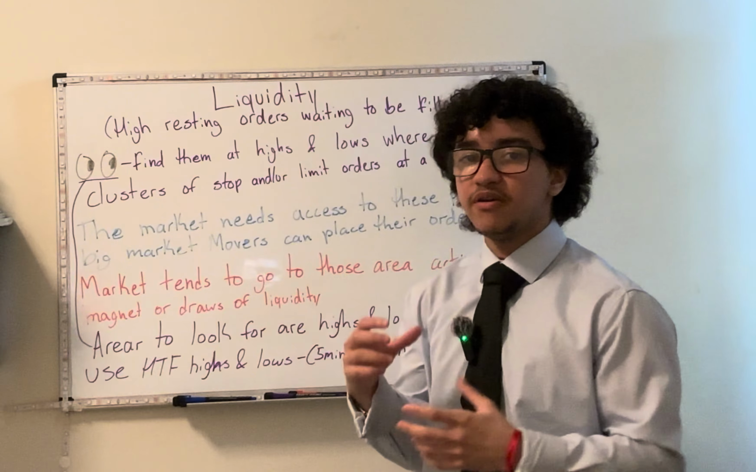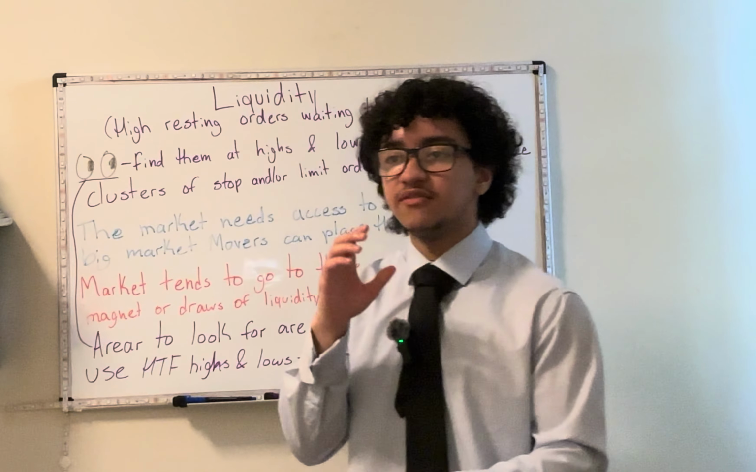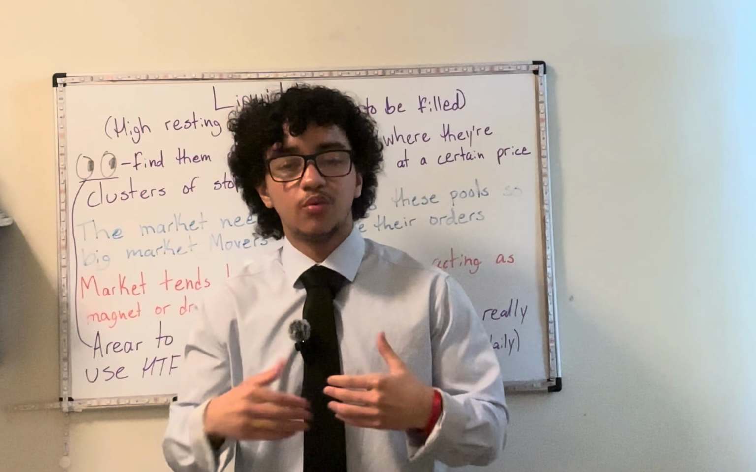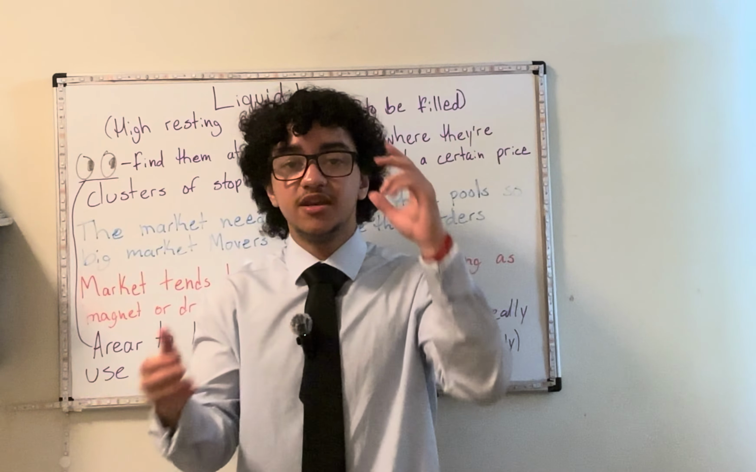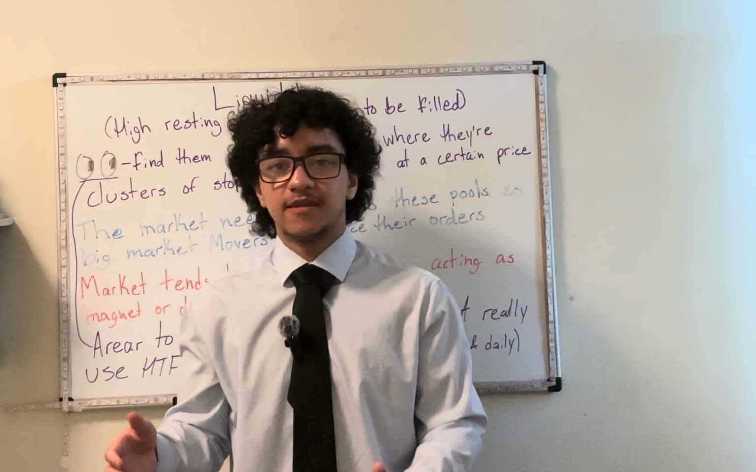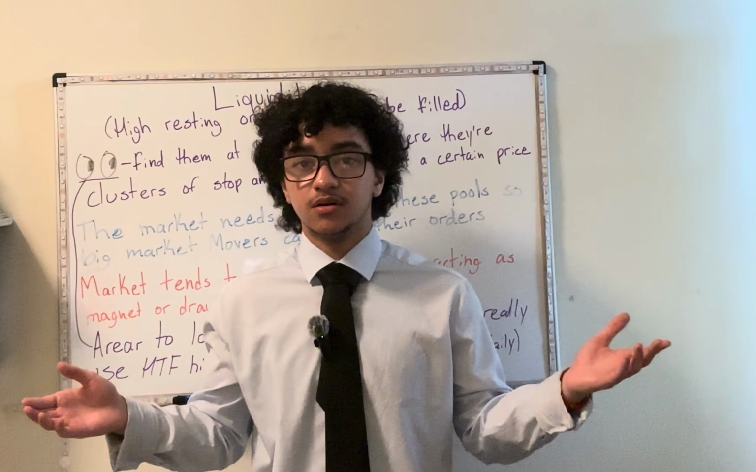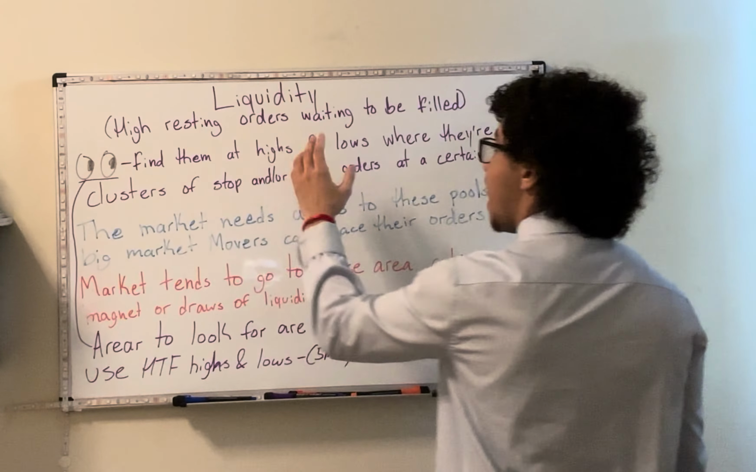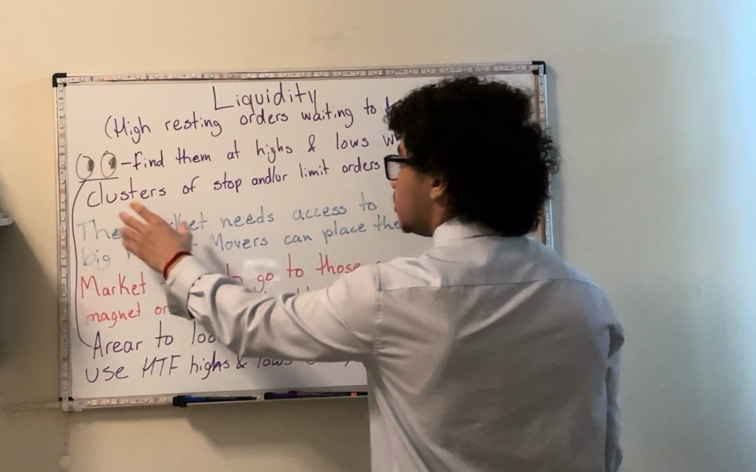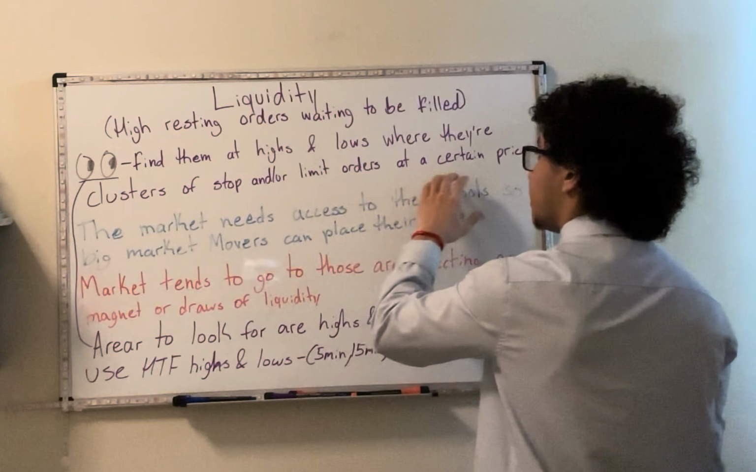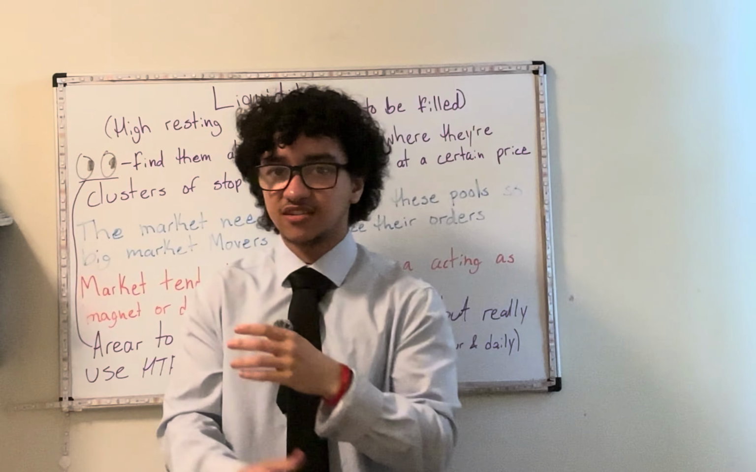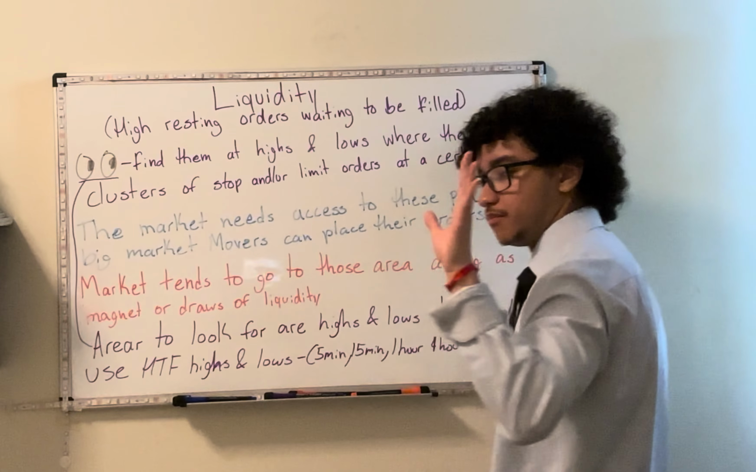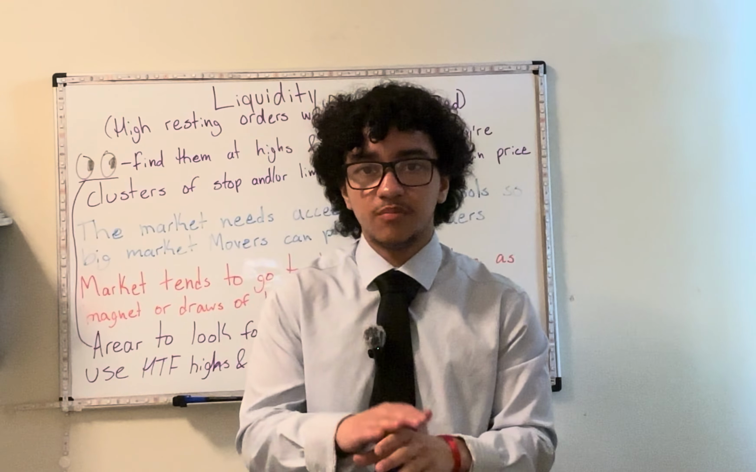All right, so where can we find this liquidity? Liquidity is very important. It's what we use in the trades that we take so that we can win on the trade. I'll explain that briefly. We find it at highs and lows, where there are clusters of stop and/or limit orders at a certain price. So they rest at certain prices, and we're going to go over where to find them real quick.